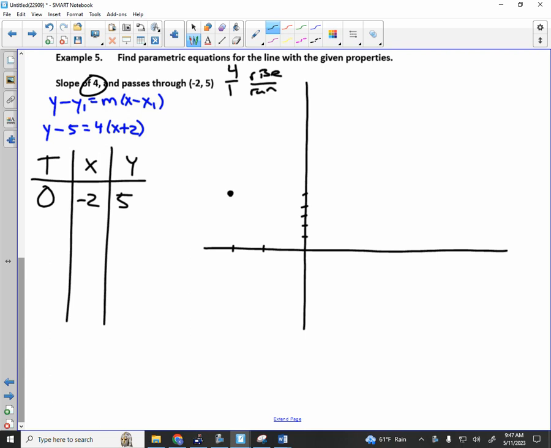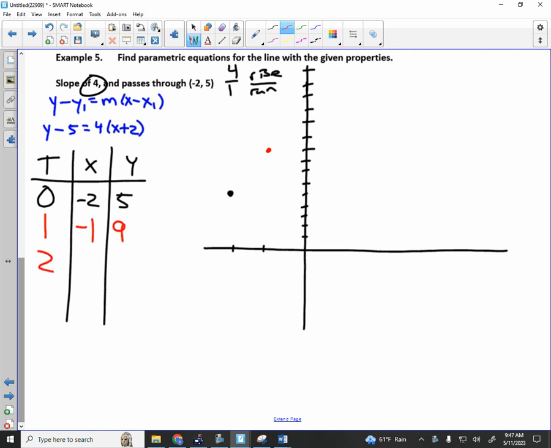So we're going to change the run or the x. We're going to change it 1 unit. We're going to change the rise 4 units. So let's see, 1, 2, 3, 4, 5, 1, 2, 3, 4, 5, so on and so forth. So if I advance 1 unit for x and I advance 4 units for y, 1, 2, 3, 4. What's that new coordinate? So time is 1 and the x value is now -1. What's the y value? 9.